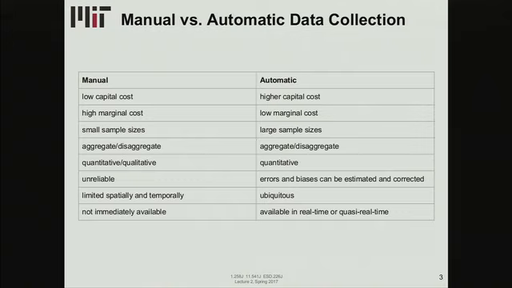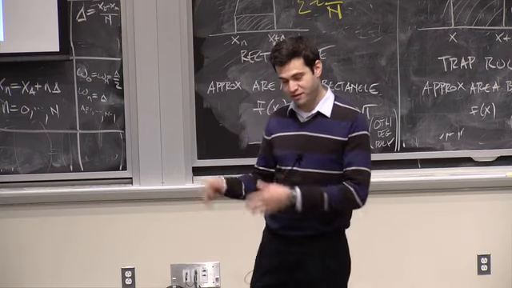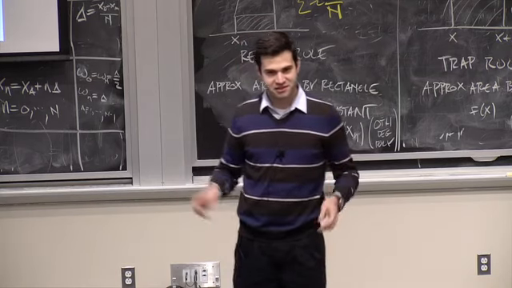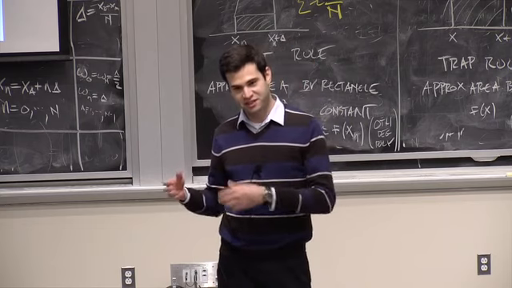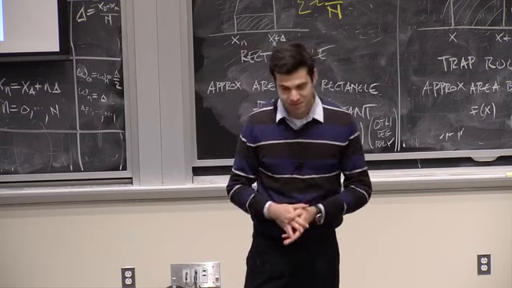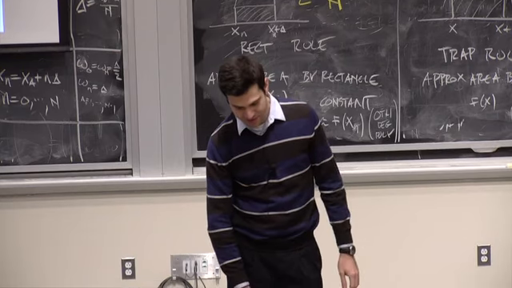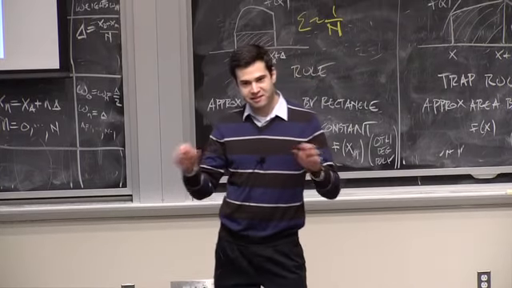Let's first compare manual and automatic data collection. What happens with manual data collection? You hire checkers. Initially, there's no setup cost, so there's a low capital cost. But there's a high marginal cost because if you want to collect more data, you have to hire more people. If you want to bring in an automatic data collection system, you might have to retrofit all your buses with AVL sensors, and that's going to cost you initially. So that's a relatively high capital cost, but low marginal cost. Once you have those systems in place, they keep collecting data for you.